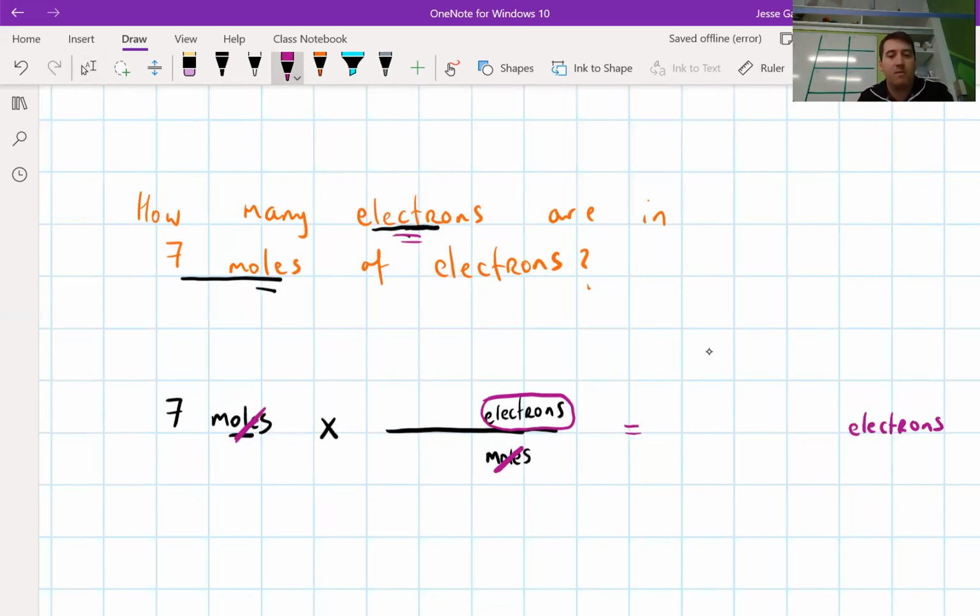The next thing we're going to do is think about the relationship between the number of electrons and the number of moles. What we've learned before is that 1 mole of anything is equal to 6.02 times 10 to the power of 23 of that thing. So 1 mole contains that many electrons. We've now got a sum to do. You put it in your calculator, 7 times 6.02 times 10 to the 23 over 1, and the final answer for that would be 4.214 times 10 to the power of 24.